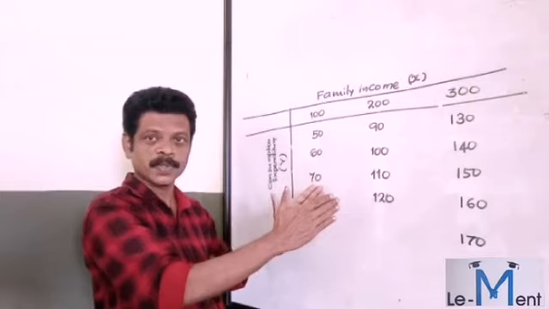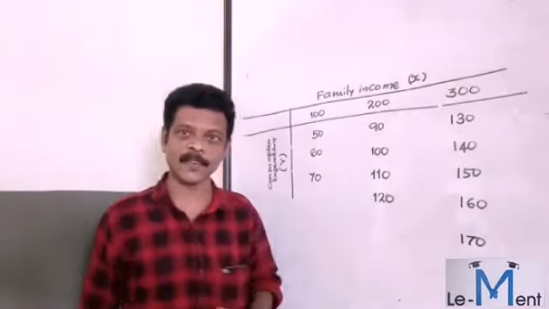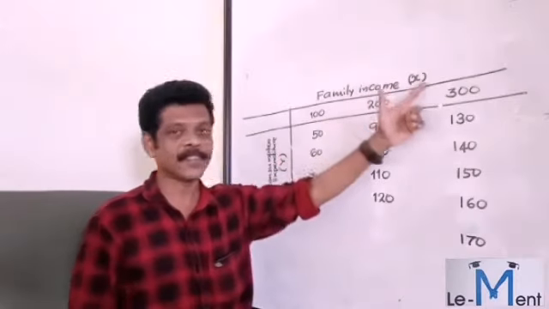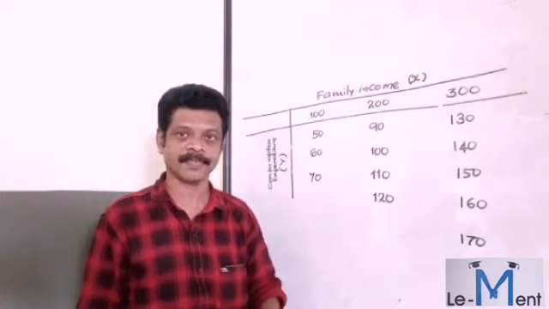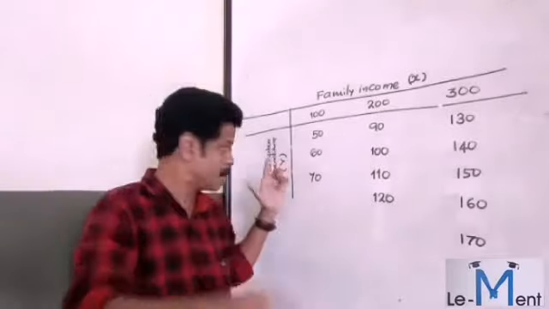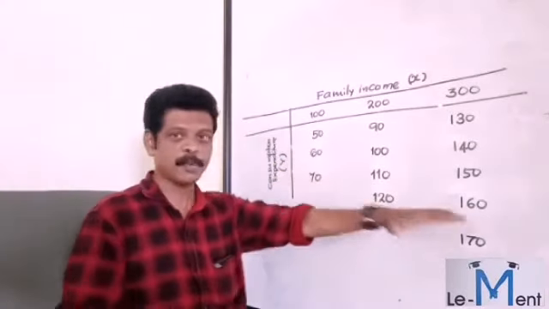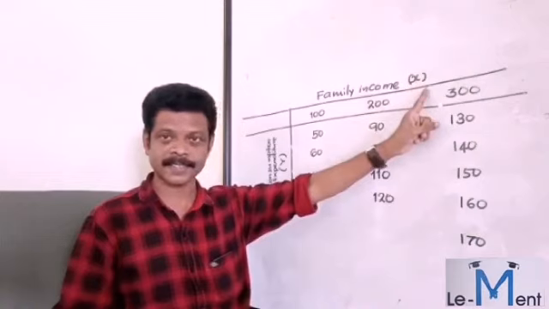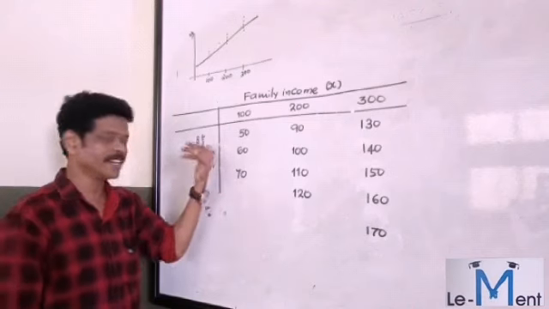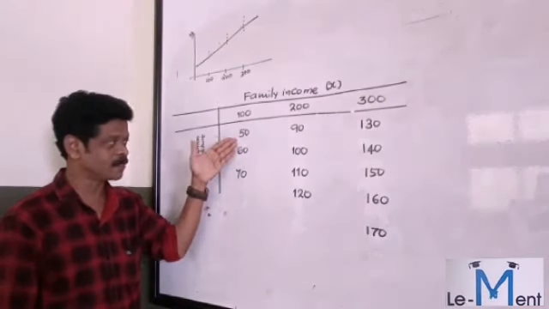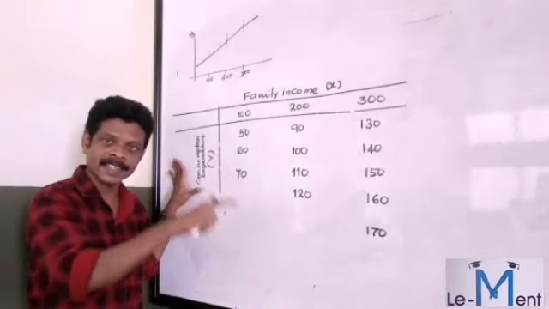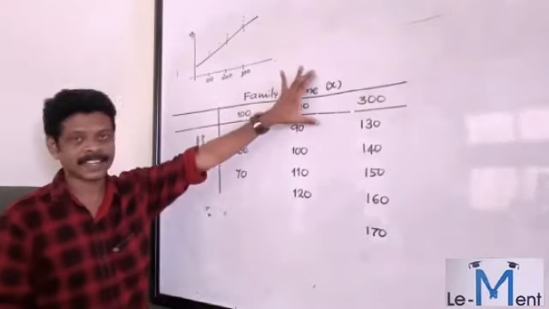This table thus shows the conditional distribution of expenditure y given the income x. That is, the table shows the conditional distribution of y given x. When x is equal to 100 is the condition, y shall take 3 values: 50, 60 and 70. So the table shows the conditional distribution of y given x.